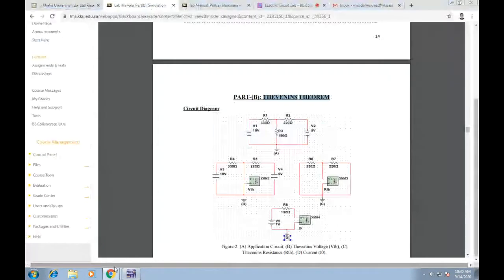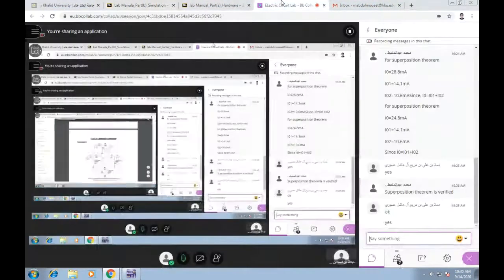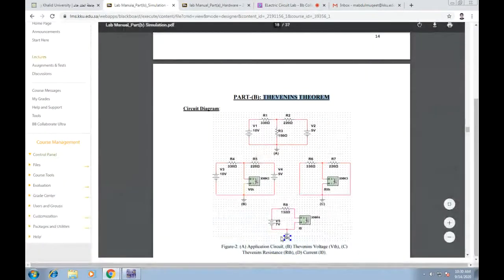Understand? Understand about the three circuits? Yes. So what is the fourth circuit? In the fourth circuit, there are three components. One is V5, that is, this is VThevenin, RThevenin, and this is I0. Okay. So let us complete it.